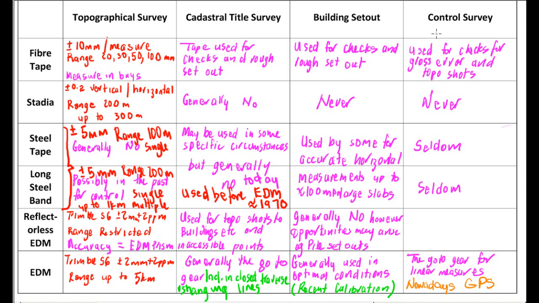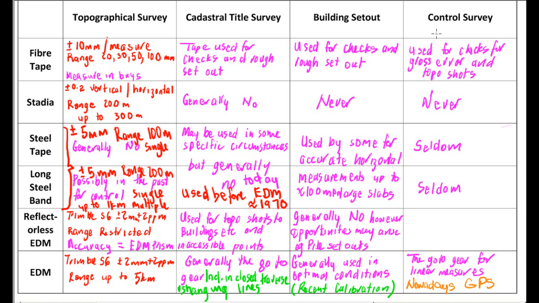Stadia is sort of a thing from days gone by. For those of you that don't know too much about it, when you look through the theodolite, you can see the central cross here, and then there's a top and bottom cross here. If you read a levelling staff with the theodolite, the distance that you read on the staff between the top and bottom, multiplied by 100, will give you the slope distance.